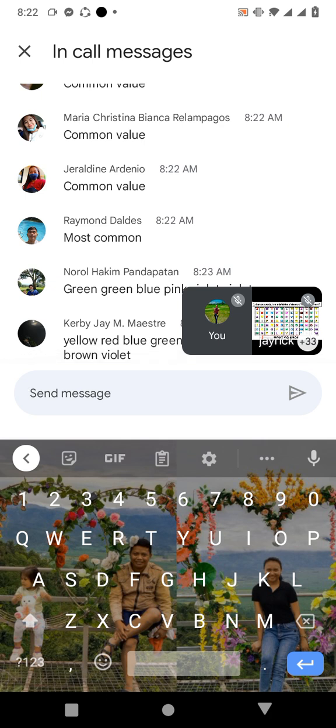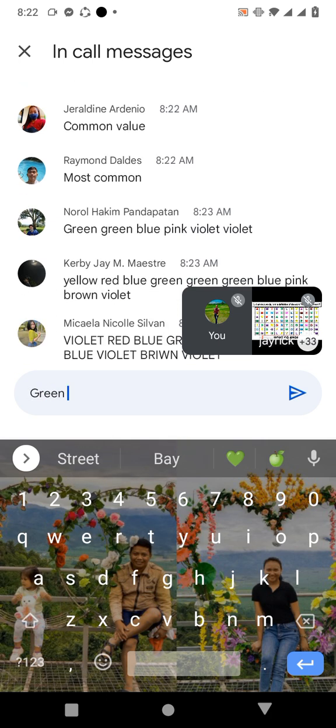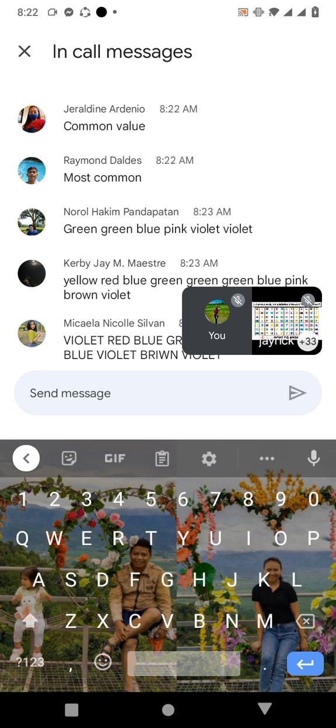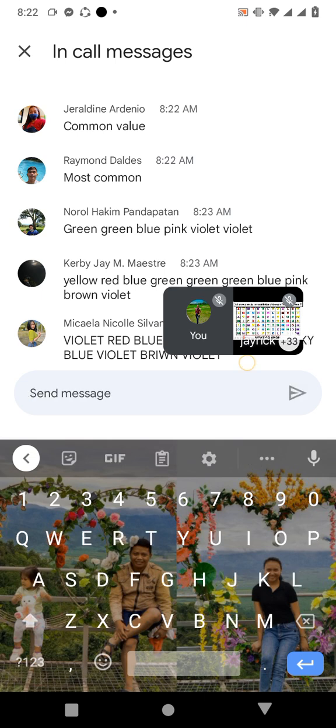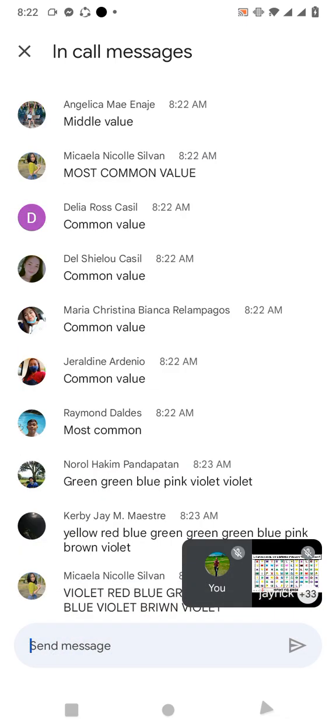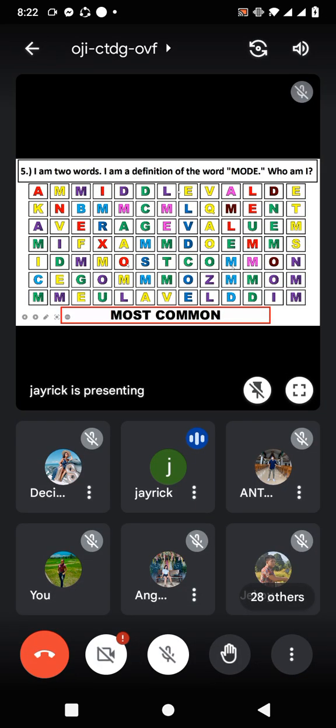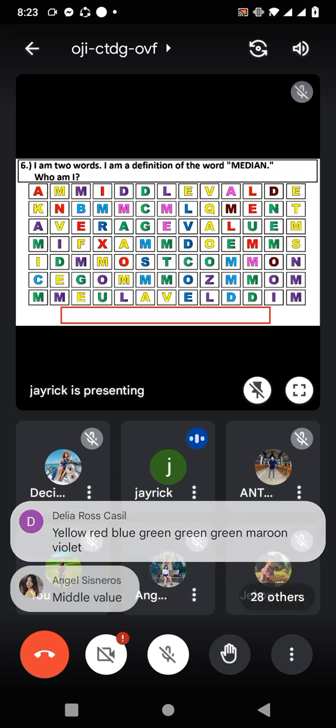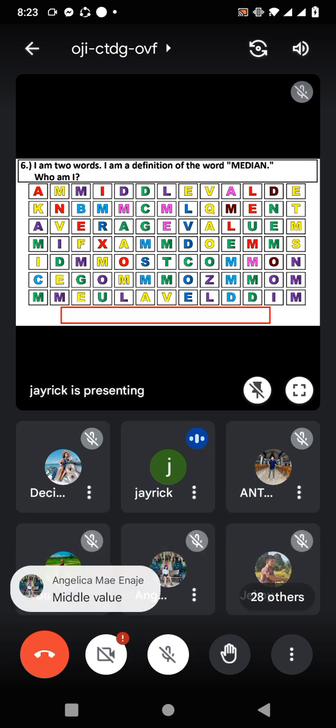Green, according to Sir Norol. Okay, wait. We have green ba? No, hindi green. According to Kirby J. Maestre, we have yellow, red, yellow, red, blue, green, green, blue, pink, brown, and very good, violet. In this table of letters, we can see the words most common. Let's move to the last question. I am two words. I am a definition of the word median. Who am I? You can answer this if you have paid close attention to our song.